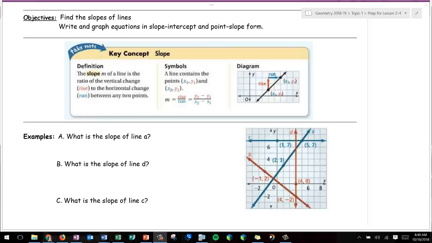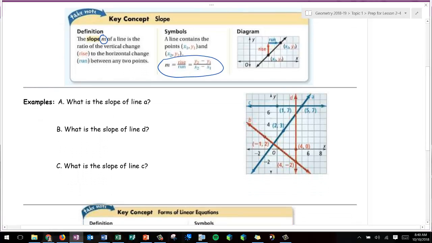So to go through the concept of slope, slope is a ratio of vertical change, the rise, over horizontal change, which is the run. We use the letter m to denote slope, and we calculate it using the slope formula. We figure out our rise change and then our run change, and we create our ratio based off of that. So I've got some examples here.